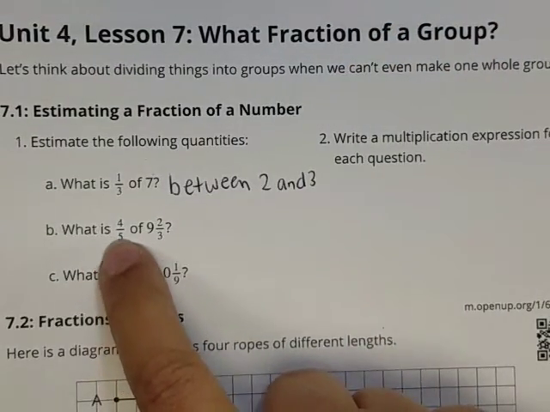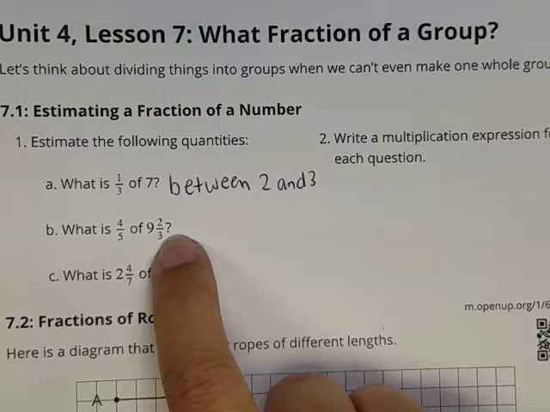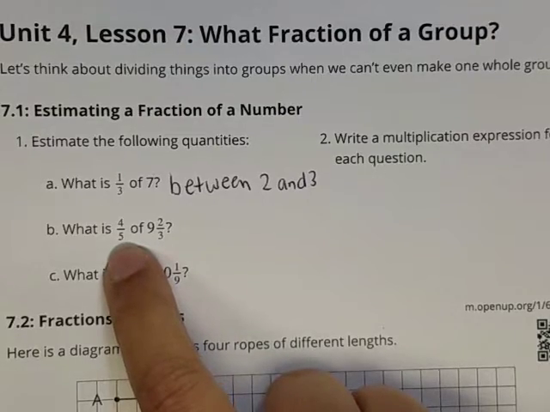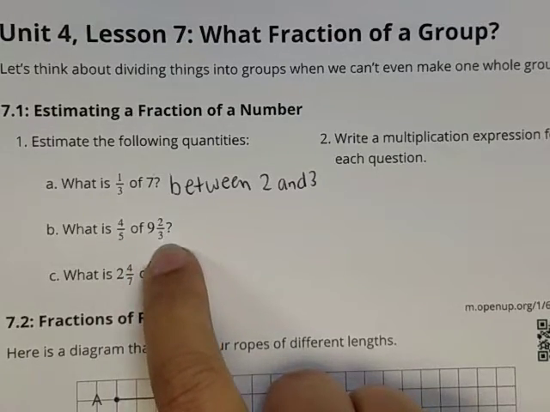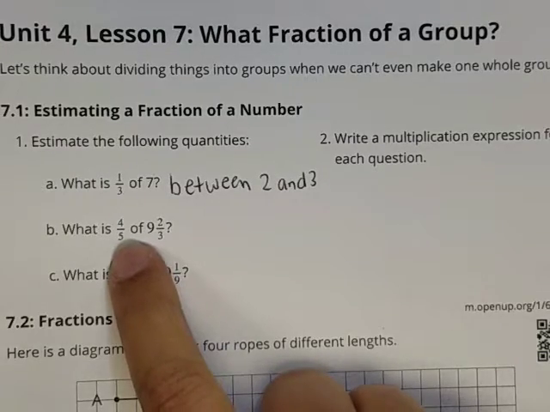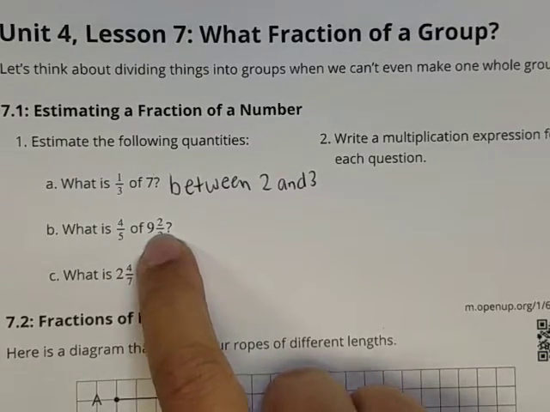B. What is 4/5 of 9 and 2/3? Well, 4/5 is almost close to 1 whole, and 9 and 2/3 is a little close to 10. So I'm going to say it's probably around 8 or 9.